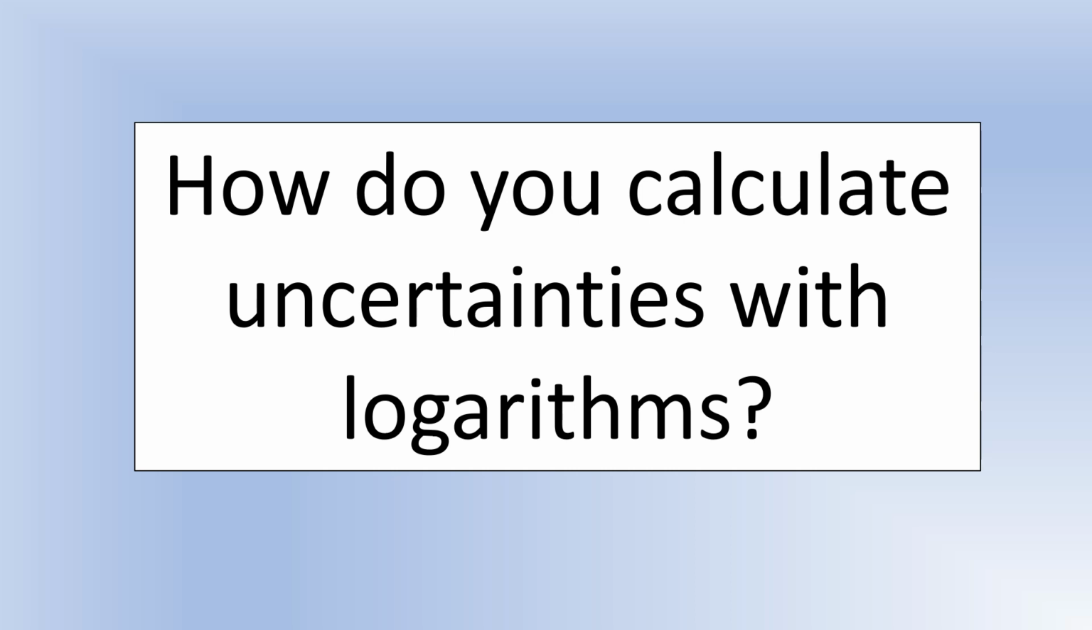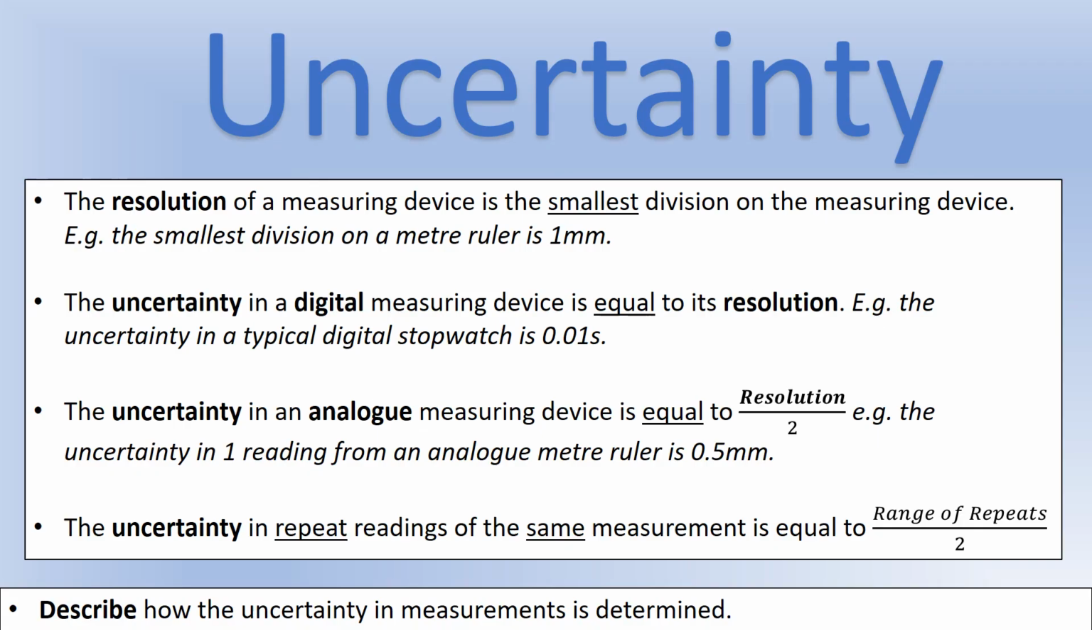So first, let's revise some of the stuff that we should know already. We should know the resolution of a measuring instrument is the smallest division on a measuring device. Say on a meter ruler, that's 1 millimeter typically. We're going to need this because for some of our values, we may need to estimate the uncertainty in a measured value using this.